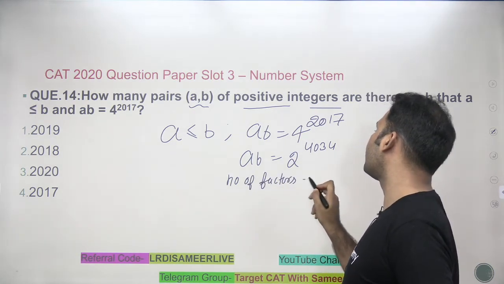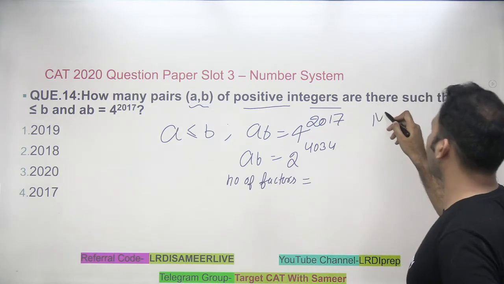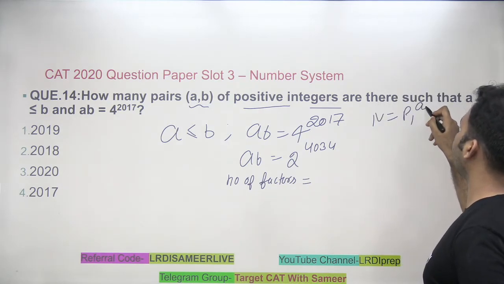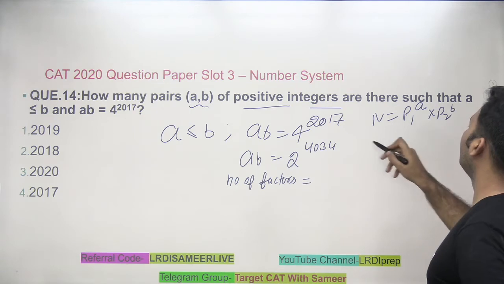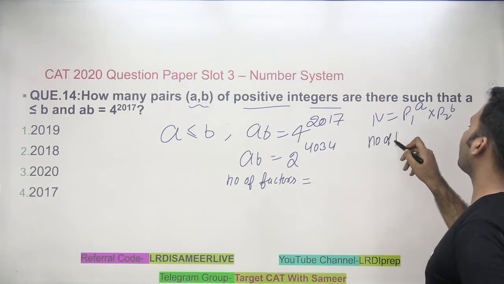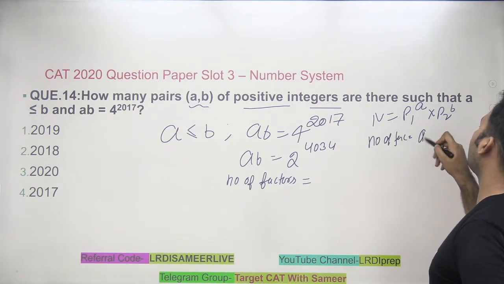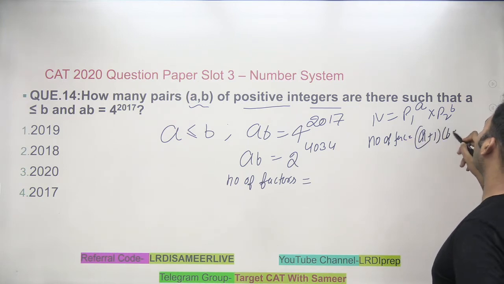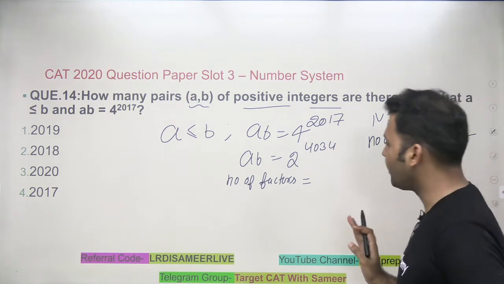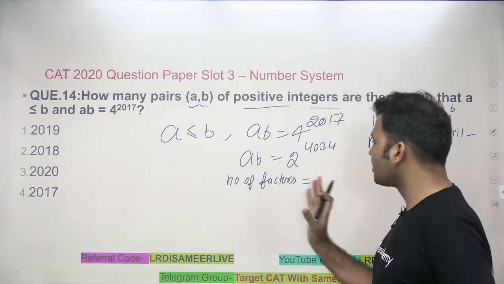2 is a prime number. Now you should know that if any number n is represented in the form of p1 power a into p2 power b and so on, the number of factors would be (a plus 1) multiplied by (b plus 1) and so on. That's the basic part of number of factors that you should know to solve this question.